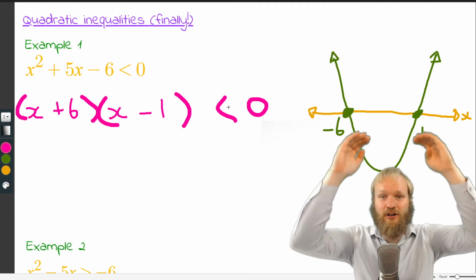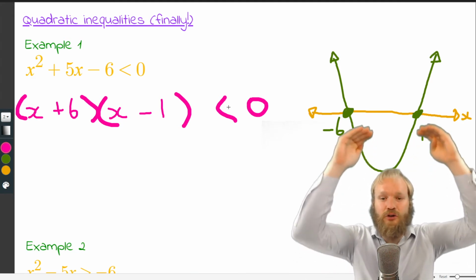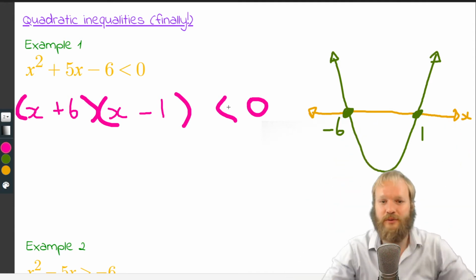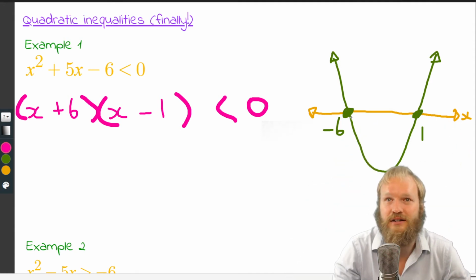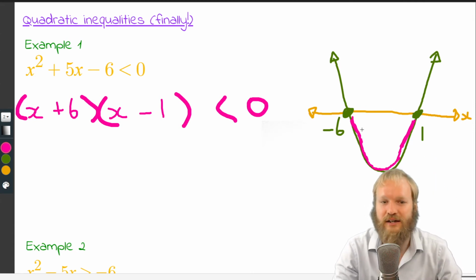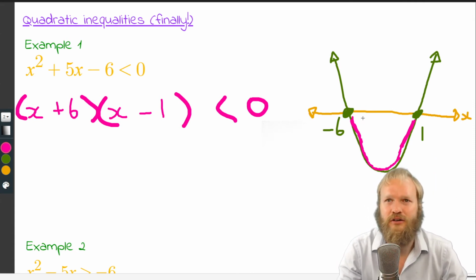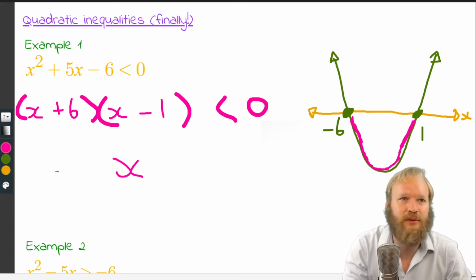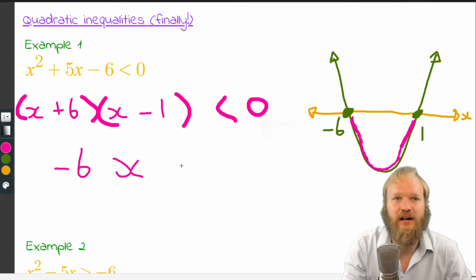So less than 0 is saying, when is this below the x-axis? When is it less than 0? So it's all the bits there. If I just color it in, then it's all of these bits here, because over here it's above the x-axis, so this is where it's less than 0. So we just need to describe that bit that I've highlighted to say x must be between negative 6 and 1.